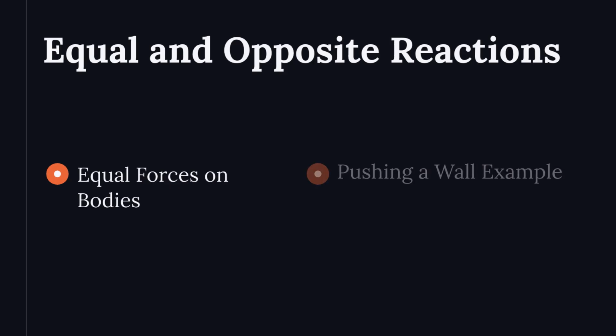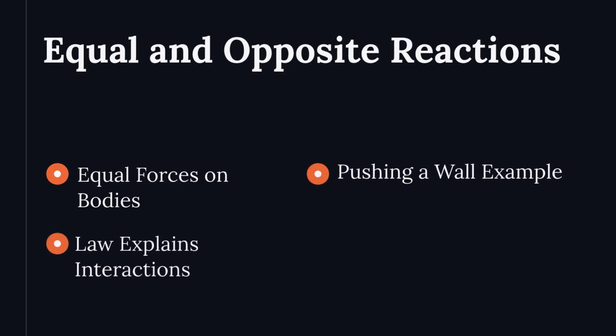Every action has an equal and opposite reaction. Forces act on different bodies but are equal in size. Example, pushing a wall results in an equal pushback. This law explains interactions between objects. It emphasizes force pairs in every interaction.